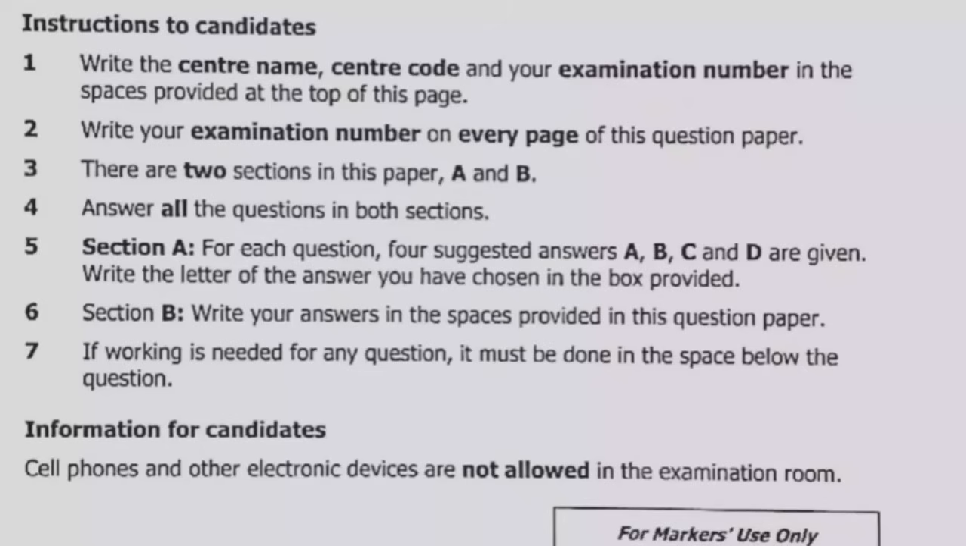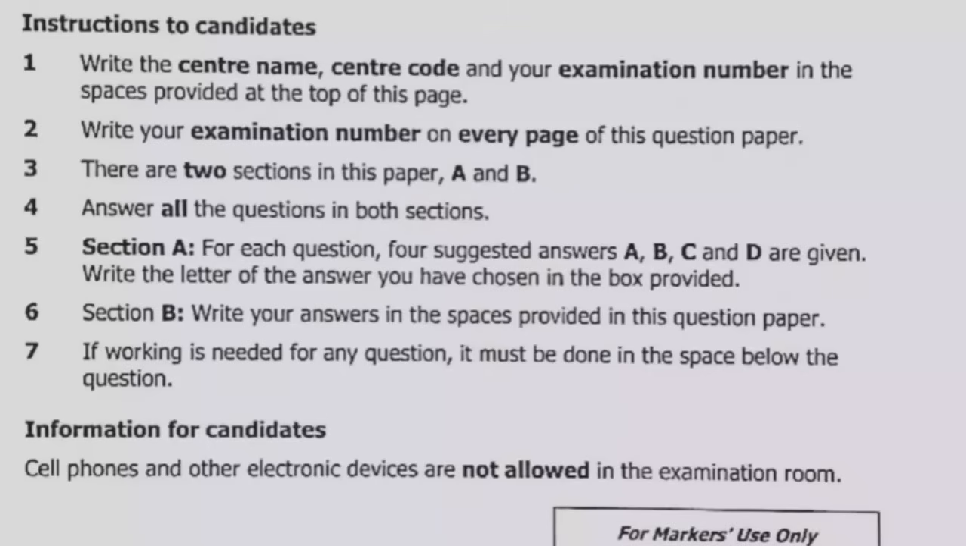Then instruction number 5 is saying, section A: for each question, 4 suggested answers A, B, C, and D are given. Write the letter of the answer you have chosen in the box provided. So that's what you need to do. You write your answer in the box provided. I'm going to see the box and I'm going to demonstrate how I'll be recording my answers.